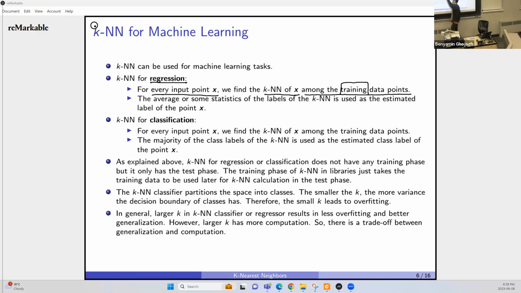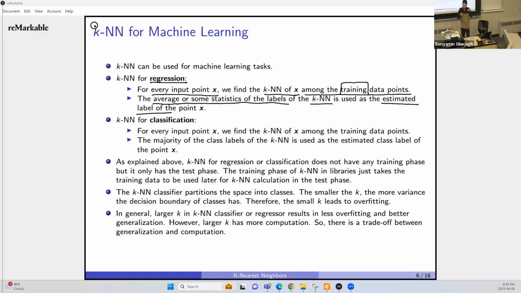So x, the input x, might be a test or training point, but what we found from the neighbors is from the training points. The average or some statistics of the labels of the KNN is used as the estimated label. Do you agree that each of these training points has some target label? If it is regression, it is a continuous label. If it is classification, it is a discrete label.